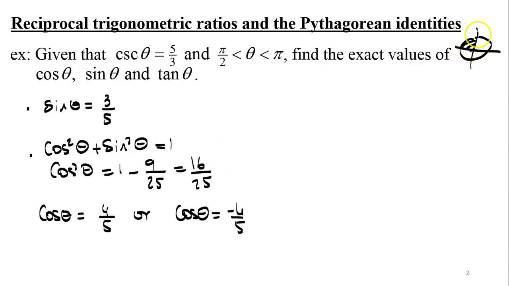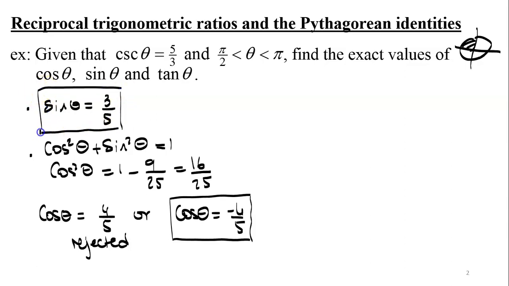We're in quadrant 2 between pi over 2 and pi, so cosine is negative in that case. So it's the positive value of cosine that is rejected. So I have here cosine theta equals negative 4 over 5 and sine theta equals 3 over 5, which leaves me with tan.